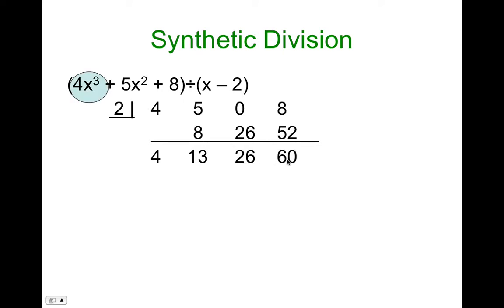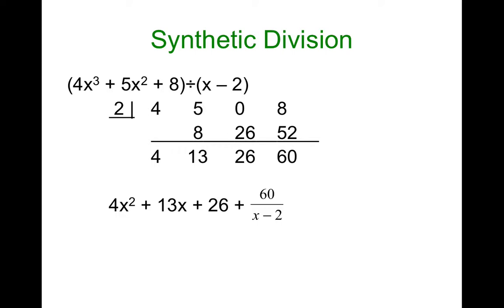So don't forget that our 4x cubed, when it's being divided by an x, becomes a 4x squared. So our 4x squared is actually going to become our leading term. Okay, so we have a 4x squared, and then from there you're going to go in descending order, from a square to an x to a constant. So 4x squared plus 13x plus 26, and since you can't have two constants, the last number, as we said earlier, is our remainder, so we have plus 60 over x minus 2.